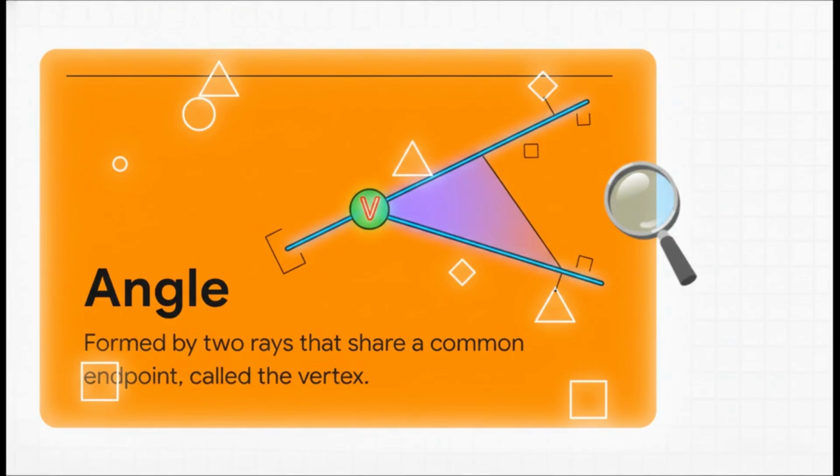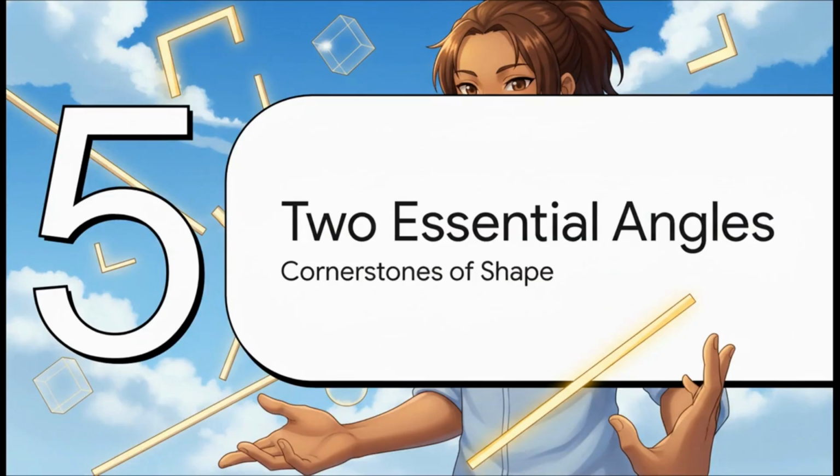So what happens if you have two rays and they both start at the very same point? Well, they form an angle. That shared starting point has a special name. We call it the vertex. And the angle itself is just the measure of the space or the turn between those two rays, which are called the sides.